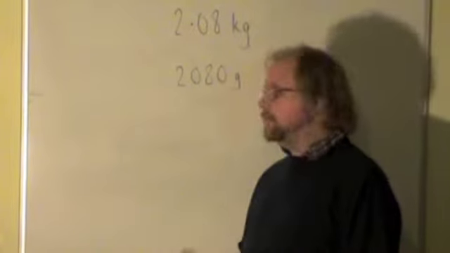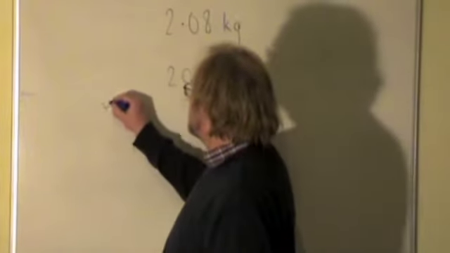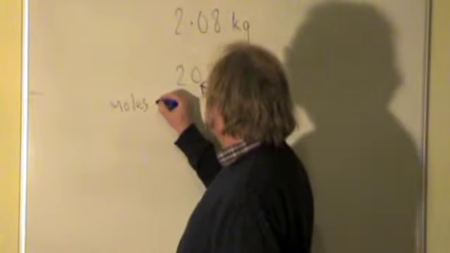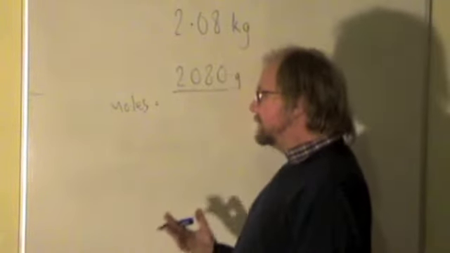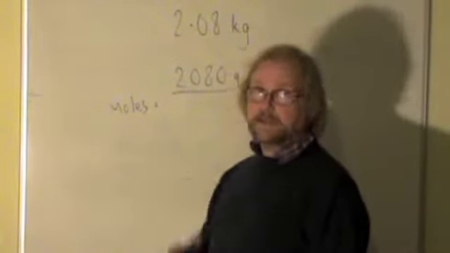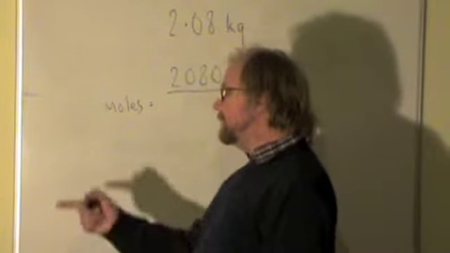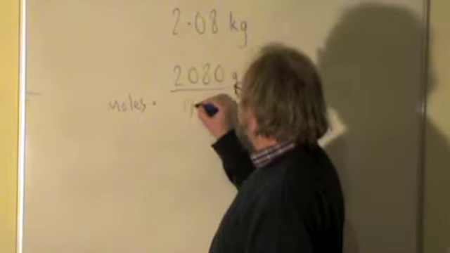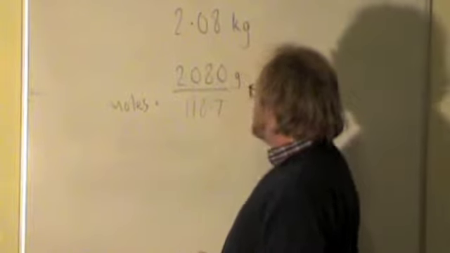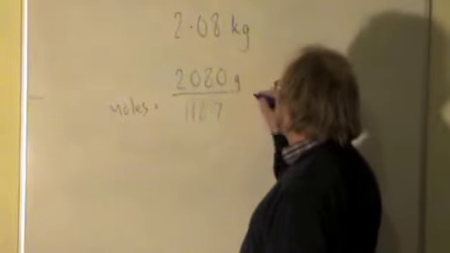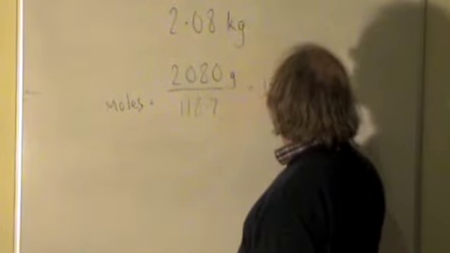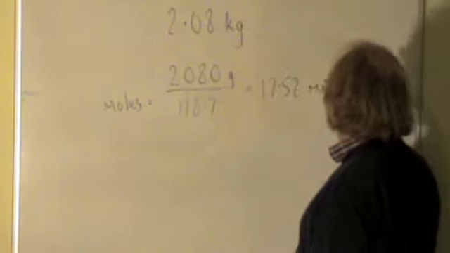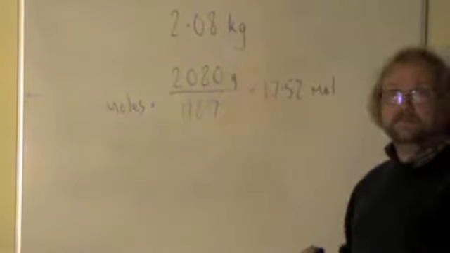And then you have to remember the relationship that moles equals mass over Mr, which is 2080 grams divided by, well, in this case it's the Ar rather than the Mr, because we're just talking about a metallic element, and it's even given you the number to save you looking it up, 118.7. So you calculate that number and you get 17.52 moles is the answer to the first bit.